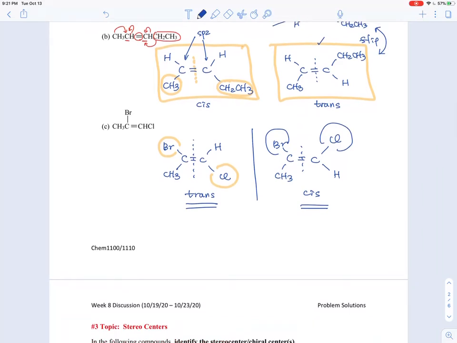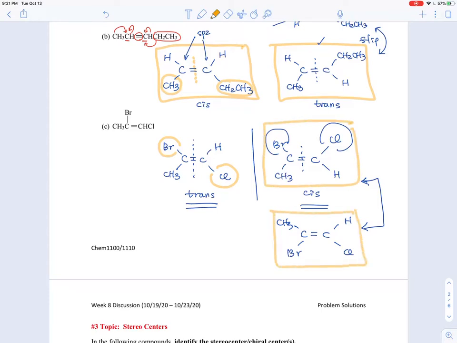Once more, sorry if this is redundant, but if you write it this way, you find that this compound is identical to the other one, simply because it is on the same plane. Try writing this one, flip the paper upside down and look through it, and you find that it is the same one. It's just a flipped version, so it is not distinct, and I'm not going to consider that. So this is a cis and this is a trans.